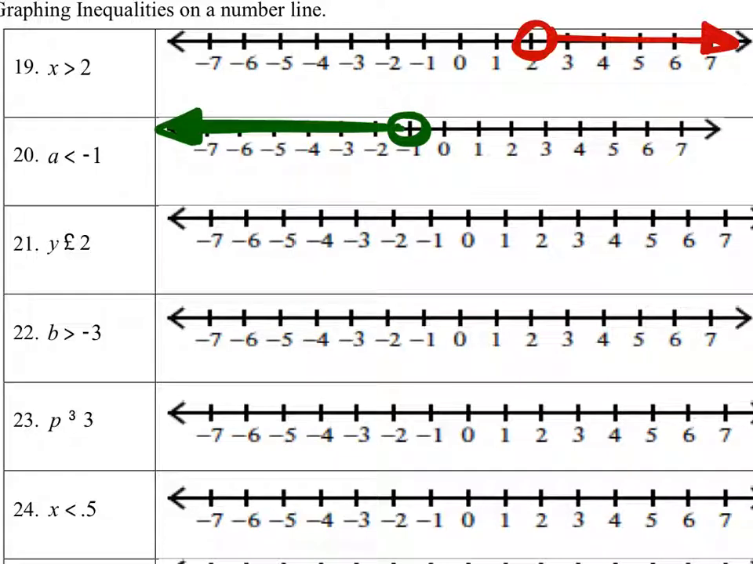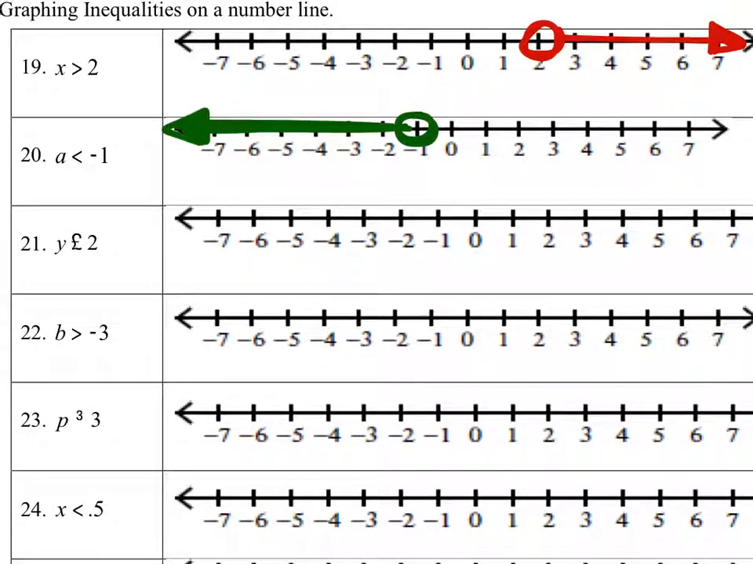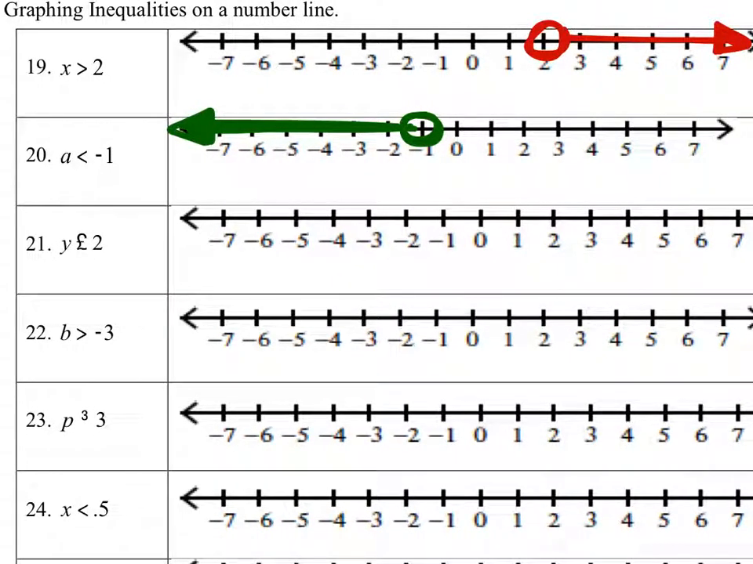All right, what about this next one? 21. Looks like it misprinted that. So we'll make it less than or equal to. So y is less than or equal to 2. Open or closed? It's closed. Closed, going to the left. Very good. So I learned this last year. Yeah, that's why it's a review.